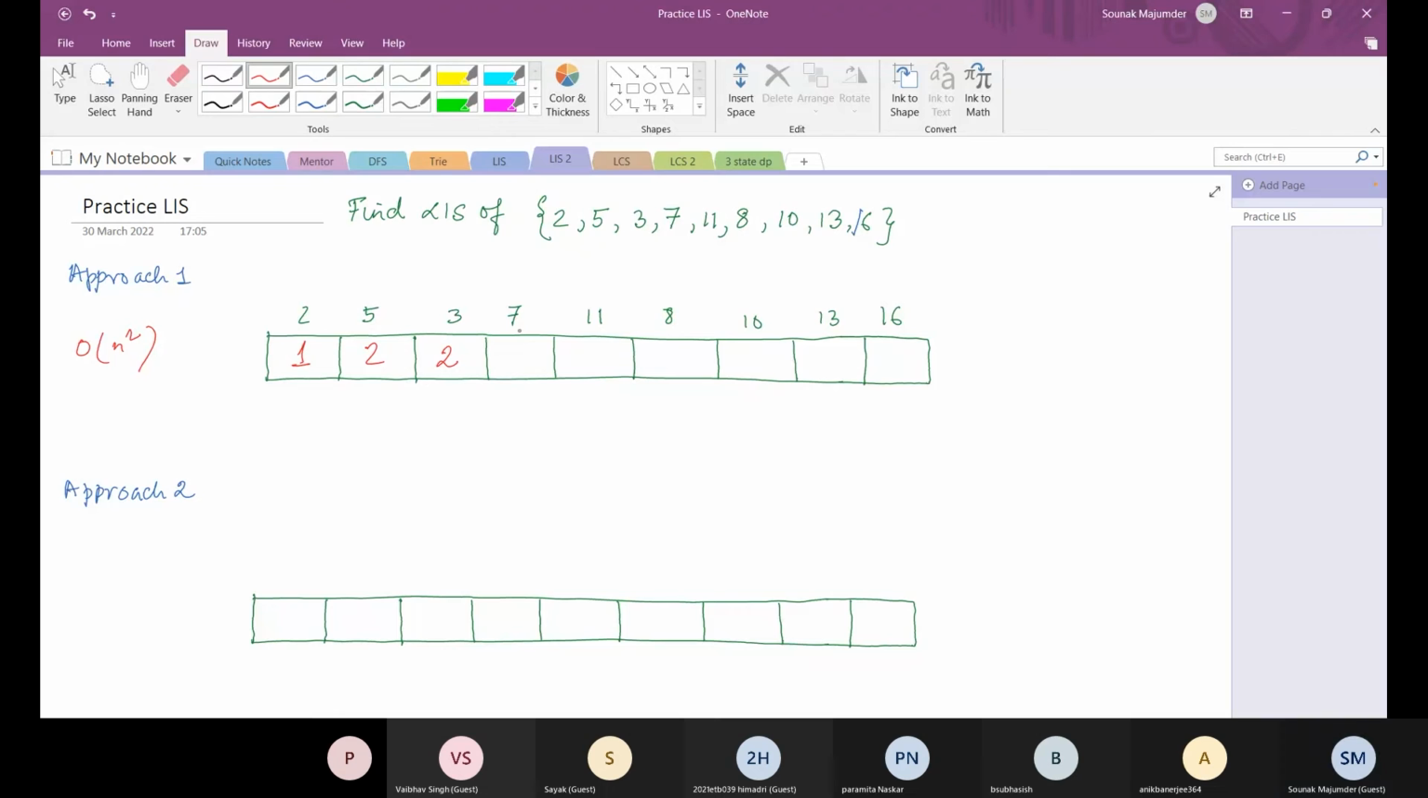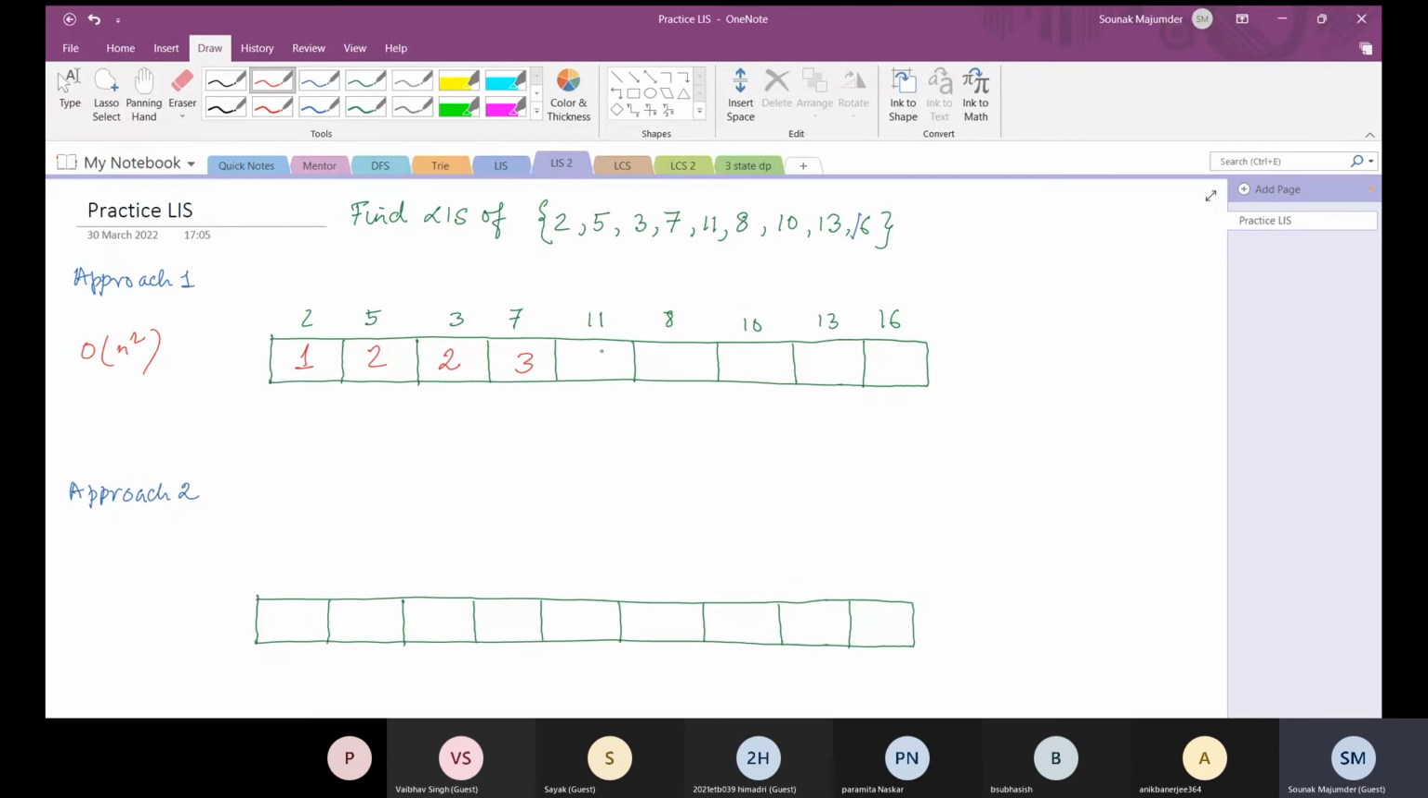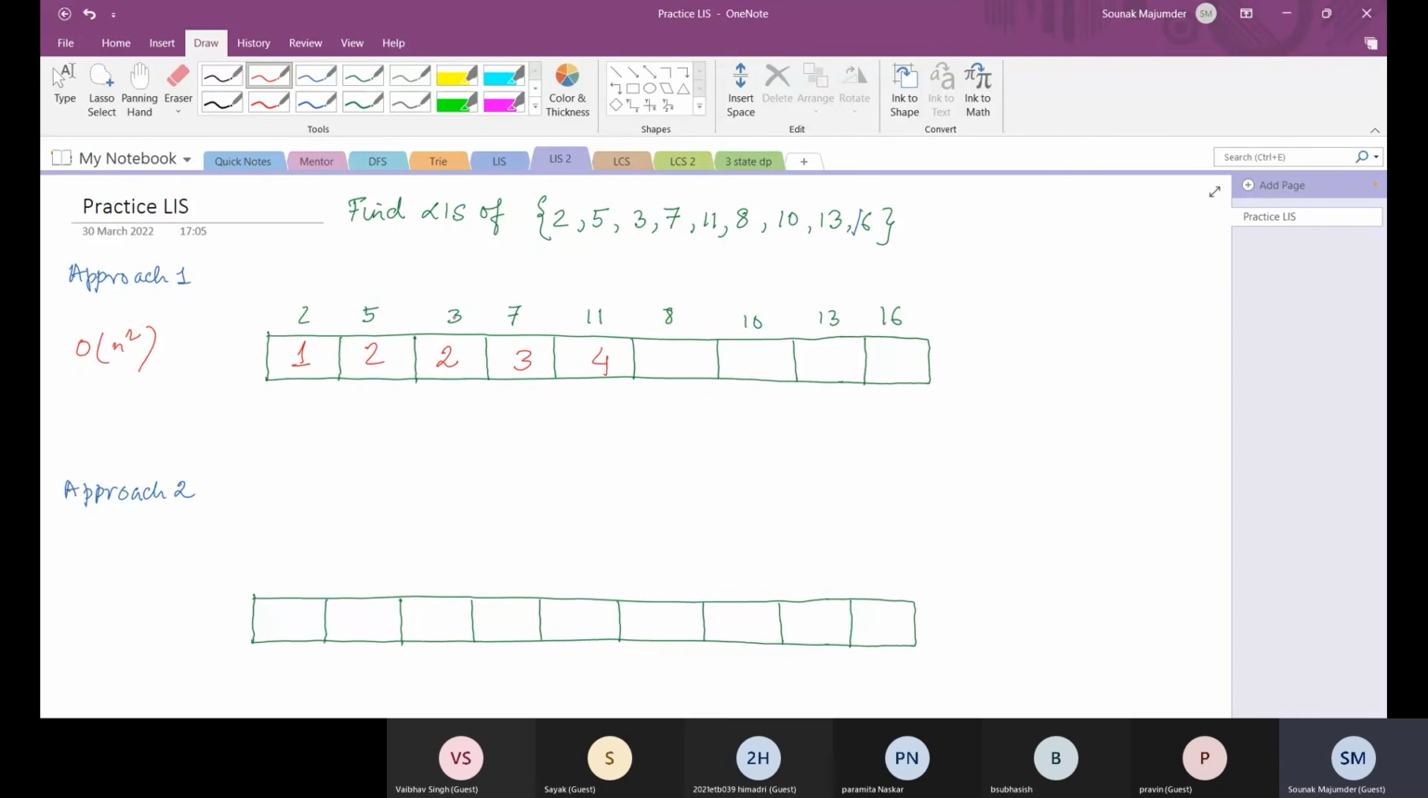For 7, all of these are less than that, so we have to find the maximum of them, it's any one among these, so it's 3. For 11, all of them are less than that, maximum of that is 3, plus 1, so 4. For 8, is 2 less than that? Yes. 5? Yes. 3? Yes. 7? Yes. 11? No. So the maximum here is 3, so 3 plus 1 is 4.